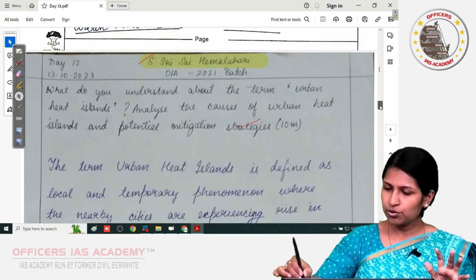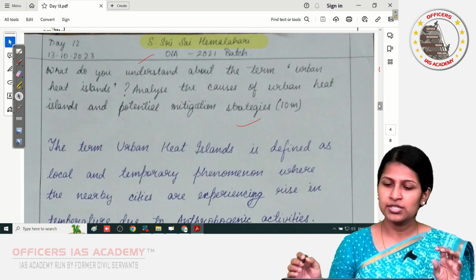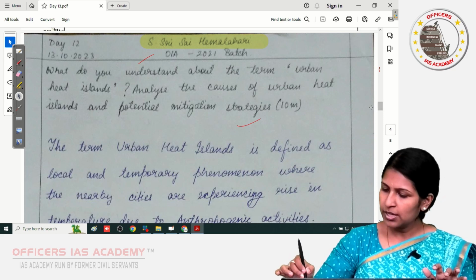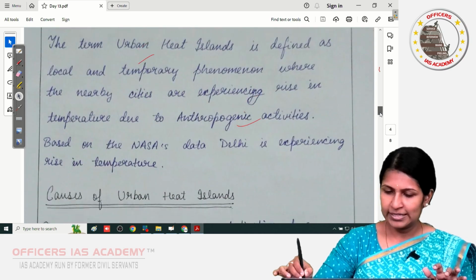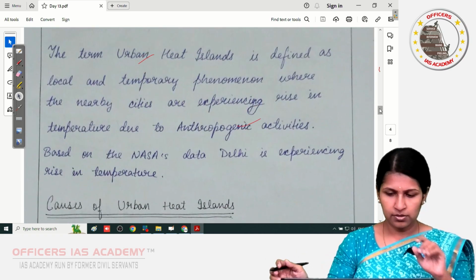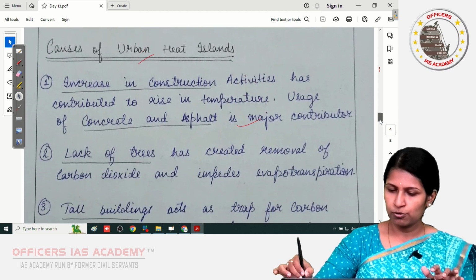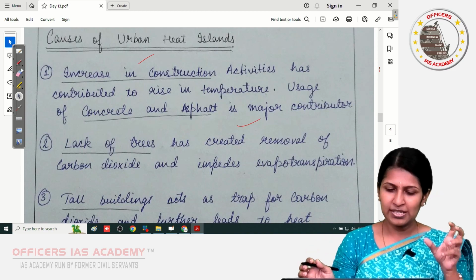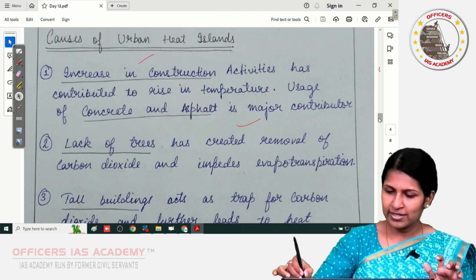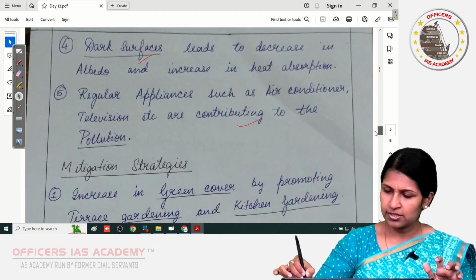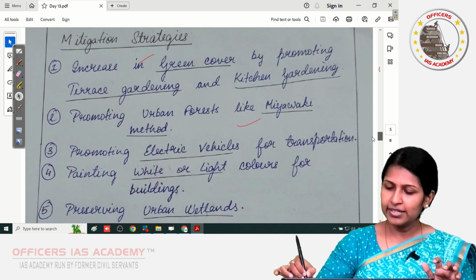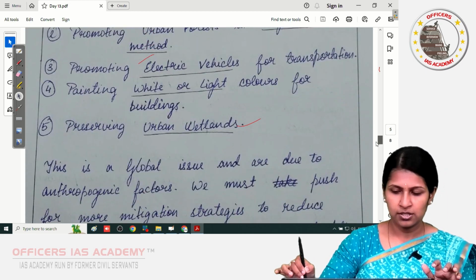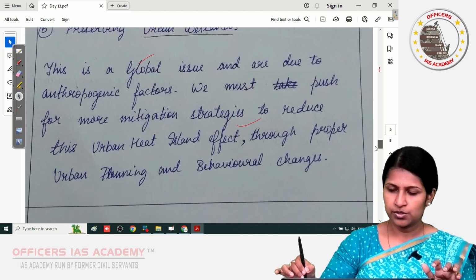Moving on to the second paper, which is Sri Sai Hemala Hari. In this paper, the person has of course started with the definition of urban heat islands, which is fine. Then we have the causes of urban heat islands. All the points were right, but they were too generalistic. Try to be specific; you can add quite specific points. The dark surfaces points were all correct. Then mitigation strategies: increase in green cover, Miyawaki method, electric vehicles, preserving urban wetlands, all this was fine.